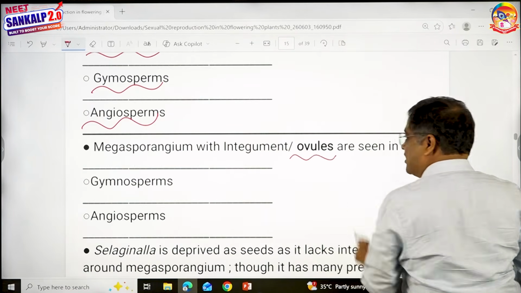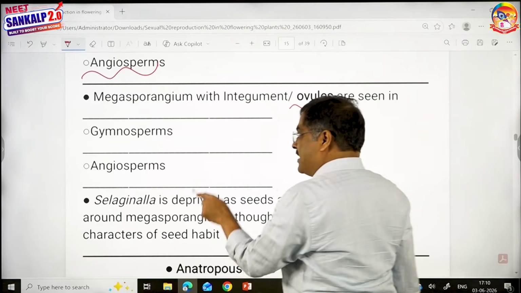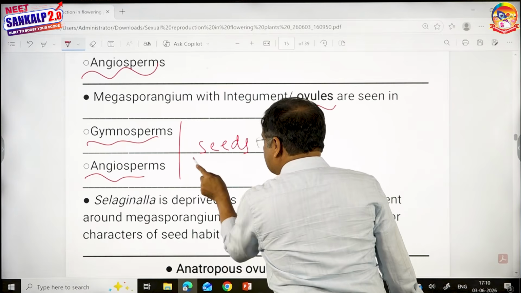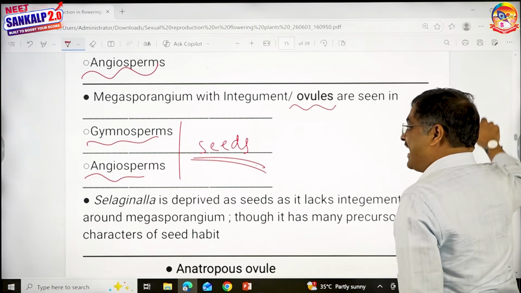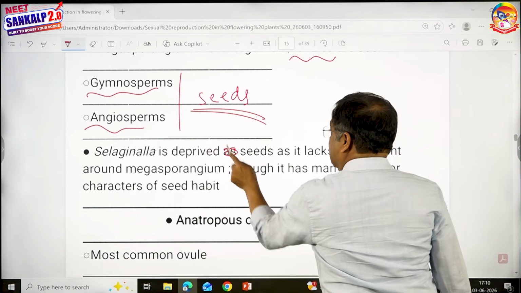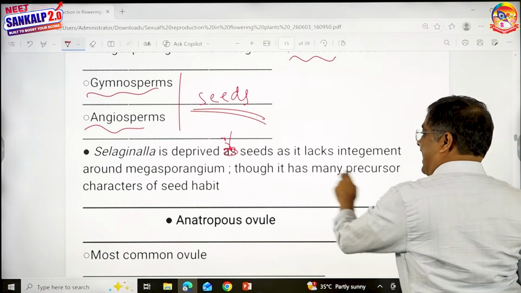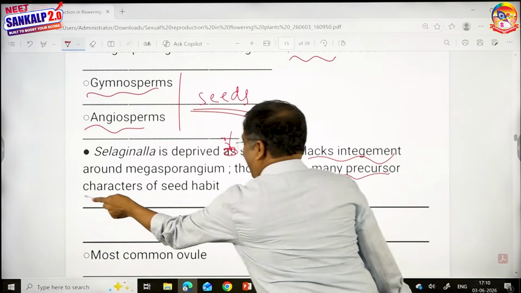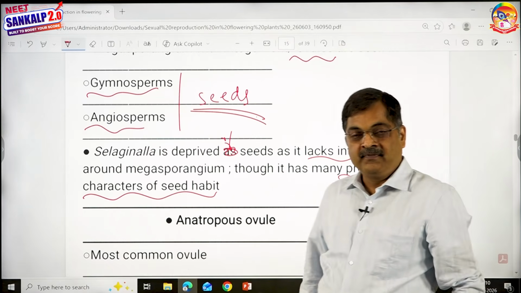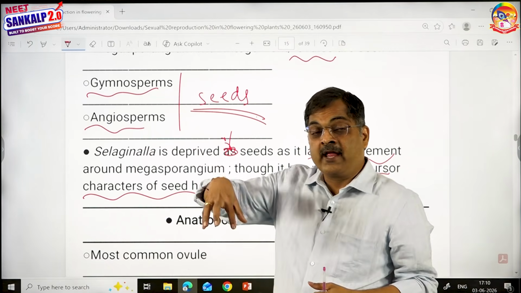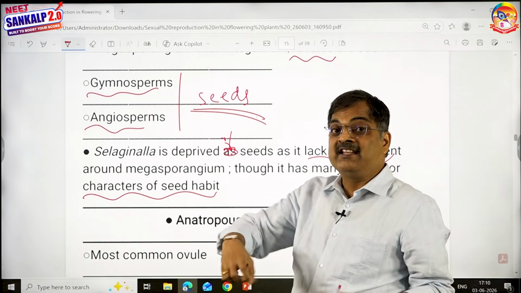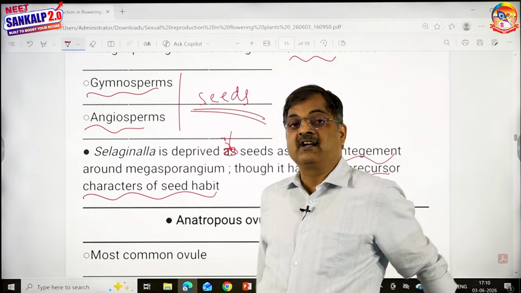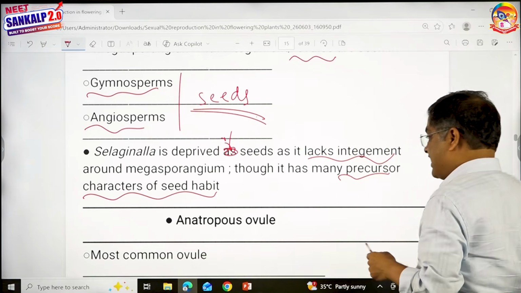Megasporangium with an integument is the ovule. Integument is seen in gymnosperms and angiosperms. Only these can produce seeds. Selaginella is deprived of seeds, as it lacks an integument around the megasporangium, though it has many precursor characters. Bad luck. It shows many precursors, including that the female gametophyte is retained on the parent sporophyte for many generations. In spite of showing all the precursor characters, it lacks seeds because it doesn't have an integument.